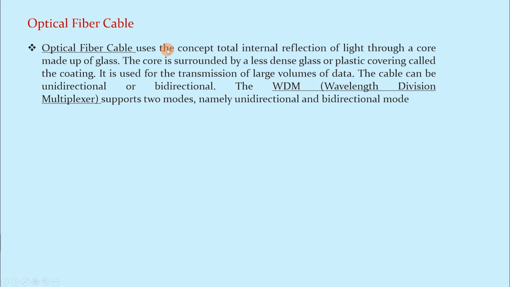Optical fiber cable uses the concept of total internal reflection of light through a core made up of glass. The core is surrounded by a less dense glass or plastic covering called the coating. It is used for the transmission of large volumes of data. The cable can be unidirectional or bidirectional. The WDM, that is wavelength division multiplexer, supports two modes, namely unidirectional and bidirectional.